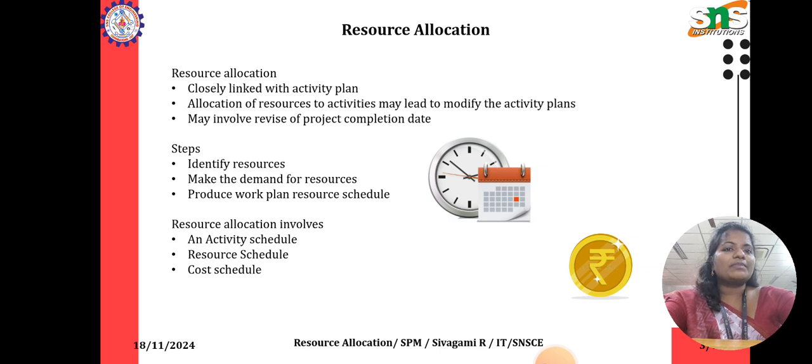Then the steps are given below. First we are going to identify the resources and then make the demand for the resources. Then produce the work plan and resource schedule. Resource allocation involves an activity schedule, a resource schedule, and then the cost schedule.